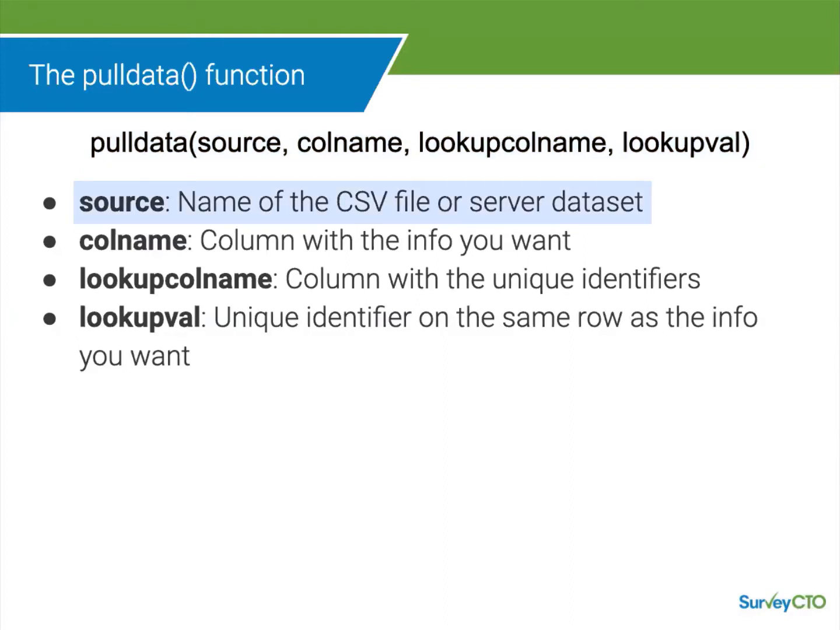We have the source, which is the name of the CSV file we are pulling data from. We have call name, which is the name of the column that has the data we want. The lookup call name is the name of the column that has the unique identifiers. Finally, the lookup val is the unique identifier of the row from which we want data. If any of this looks confusing, don't worry, we'll demonstrate each part.